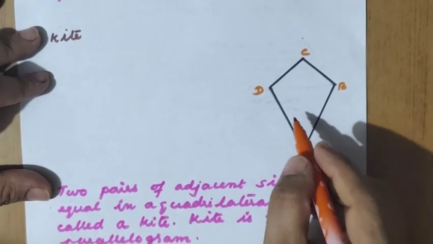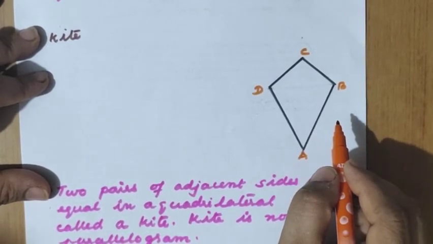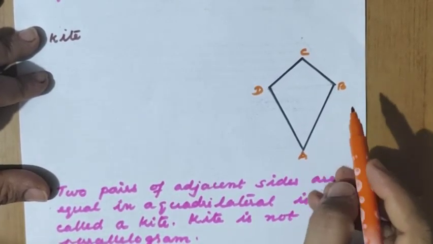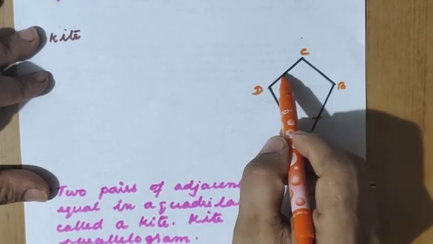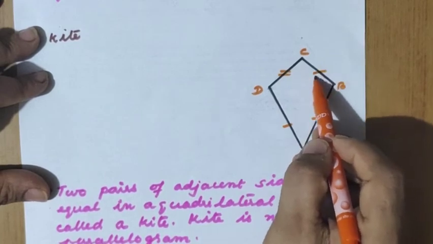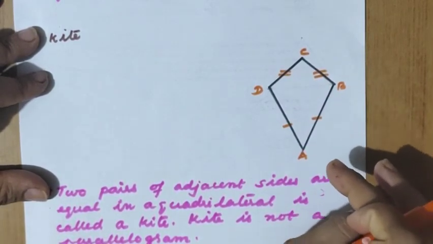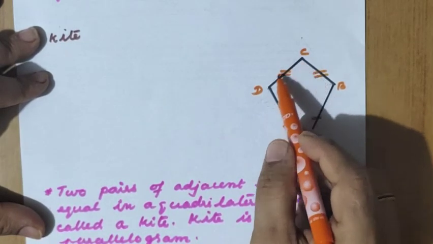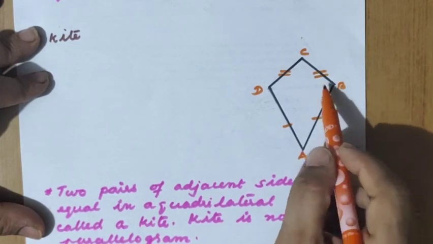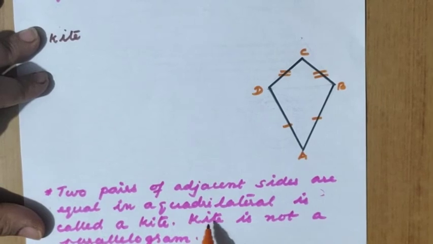A quadrilateral is called a kite when two pairs of adjacent sides are equal. That means, taking adjacent sides, AD equal to AB and similarly CD equal to BC. So two pairs of adjacent sides are equal, then we can call it a kite. But at the same time you can see that AD is not equal to CD, and AB is not equal to BC also.